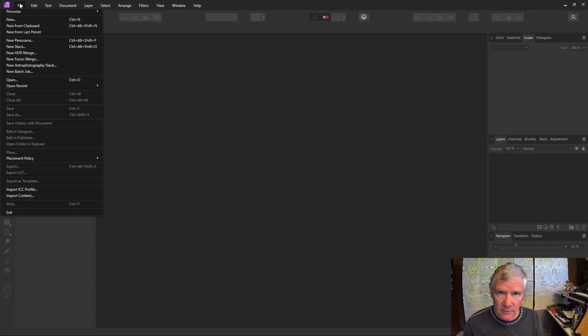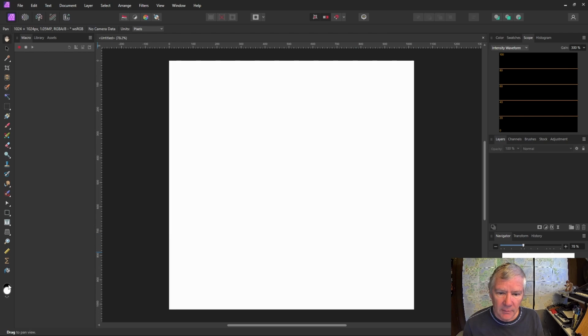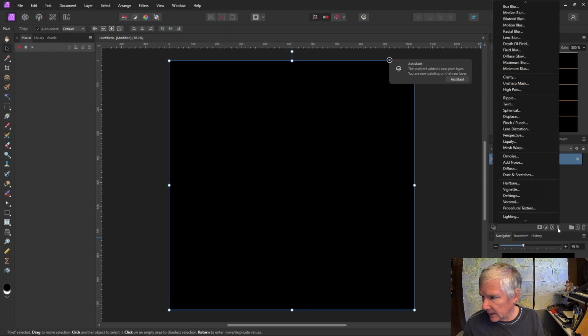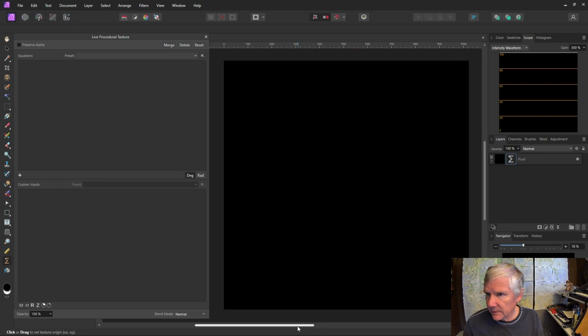I'm going to start with a new document. I'll choose XGA, but then I'm going to make it 1024 by 1024 pixels, make sure it's in RGB8 mode, and create that. I'm going to choose black and fill it with black. I'll choose my move tool and add a live procedural texture filter, and I'll just move this over.